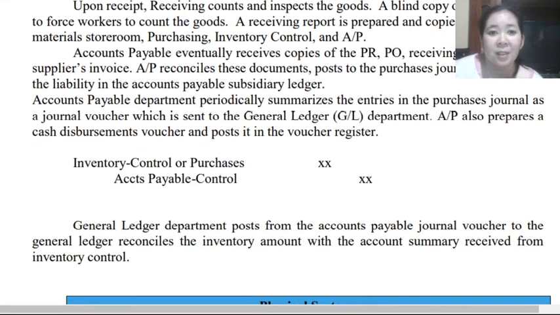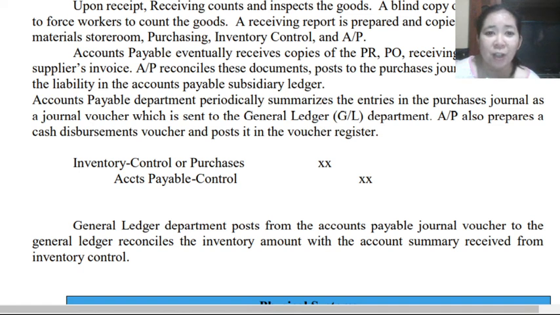So this is normally the entry for this purchases transaction. Debit to inventory control or purchases account, depending on what type of inventory system is being used, either perpetual or periodic. If you are using a periodic inventory system, then we will use the purchases account. And if you are using a perpetual inventory system, then we will use inventory control. The credit will go to accounts payable control, or just the accounts payable account.